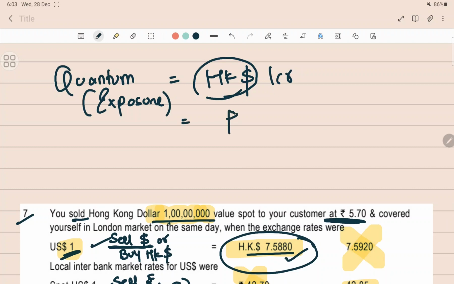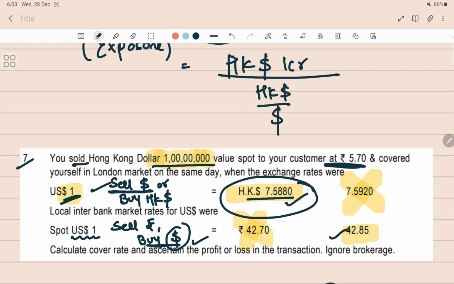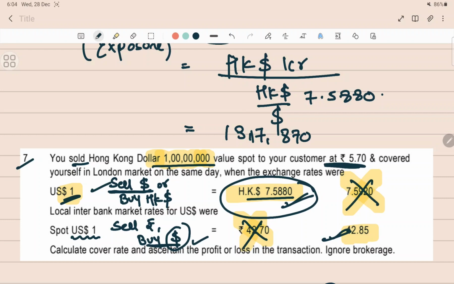So this will be HK dollar 1 crore divided by HK dollar upon dollar, because it's a direct dollar quote. We've selected this rate. These rates are now not important. We've already selected this. So 7.5880. Okay. Now, when we solve this, wait, let me solve here. 1 crore divided by 7.5880 comes to 13,17,870. And what is this 13,17,870? Dollars. Okay, this is dollar.